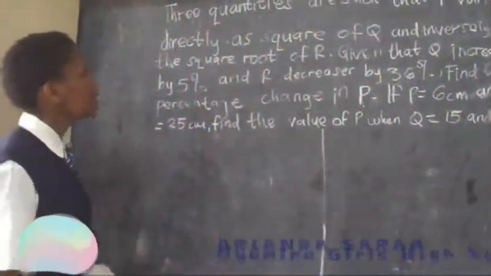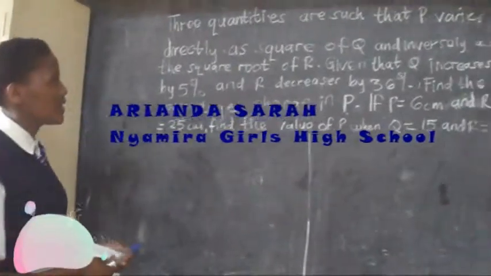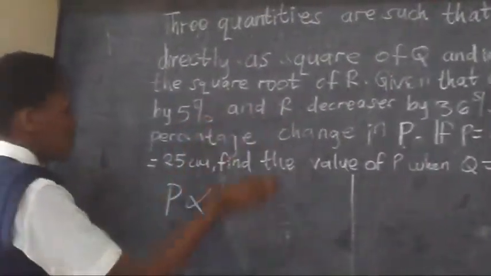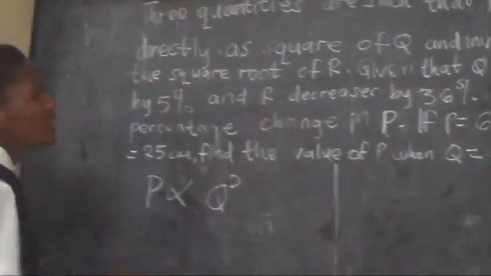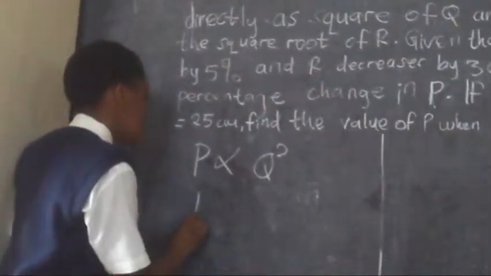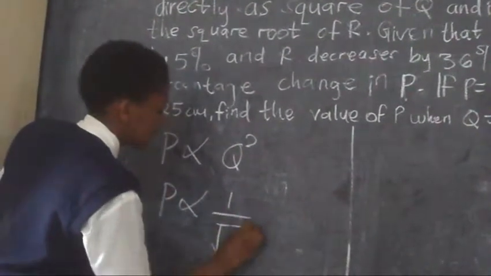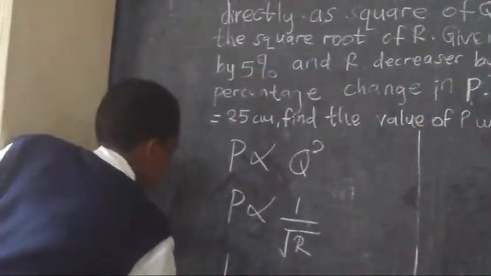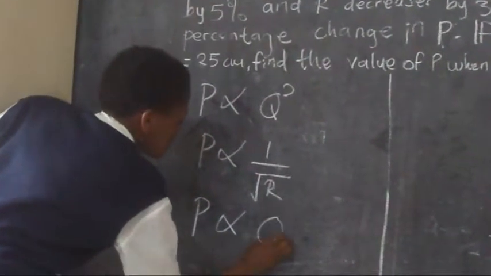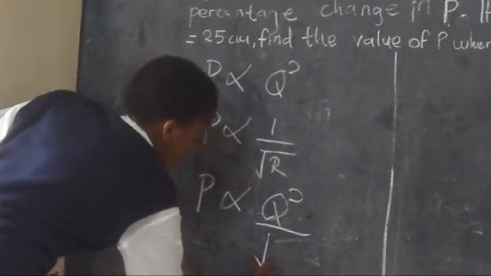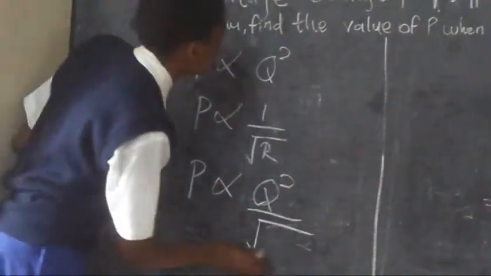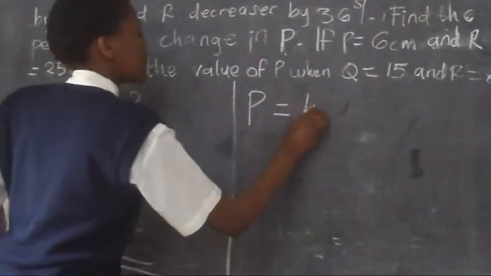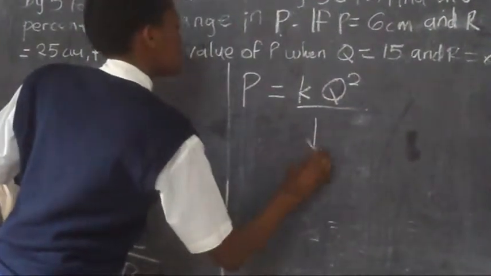Now we have our question. Three quantities are such that P varies directly as the square of Q, and inversely as the square root of R. When we form our equation in terms of P, P will vary directly as Q squared and inversely as root R. Now we'll introduce our constant, which will be P is equal to K Q squared over root R.